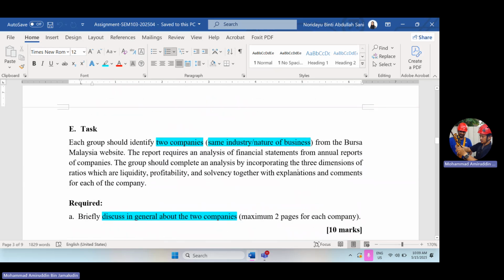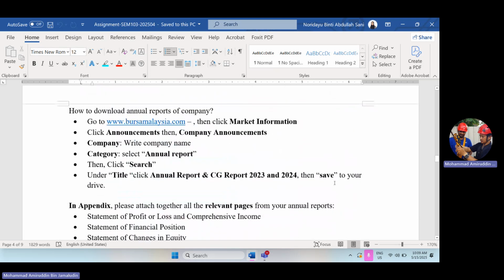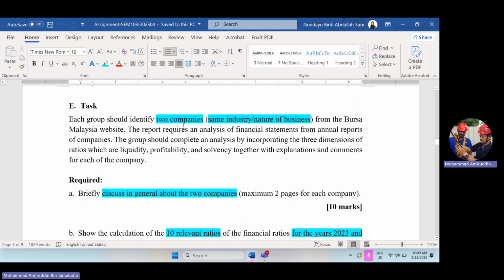The rest as usual, guys. Okay, the task. Firstly, go to the Bursa Malaysia website, and down here you have the details. How do you retrieve the annual reports and how do you find the financial statements? When you choose the 2 companies, make sure they are from the same industry. Why? We want to compare apple and apple. Or else if you compare construction and consumer product, definitely it is a different trend.